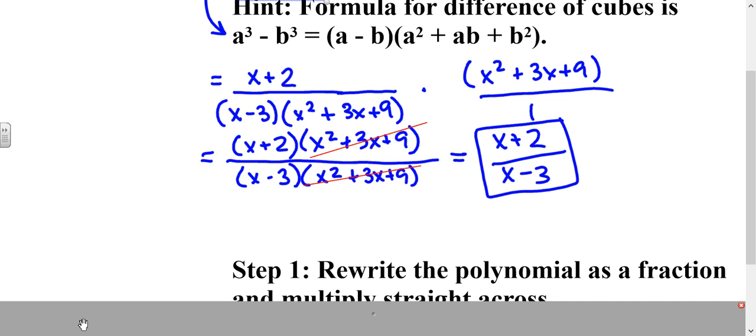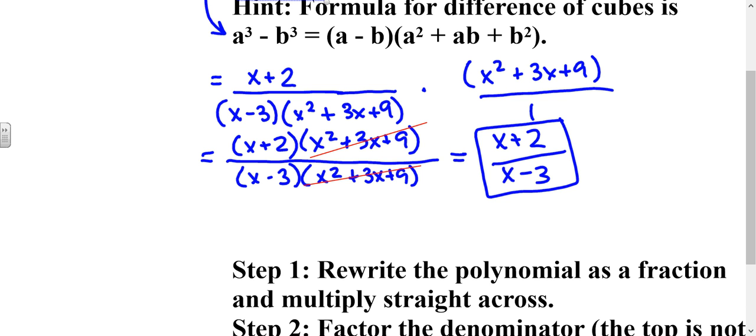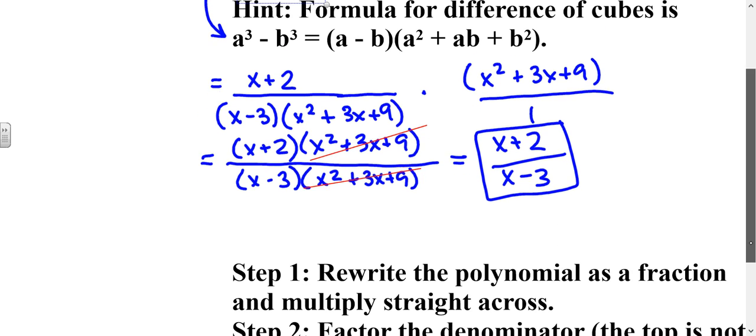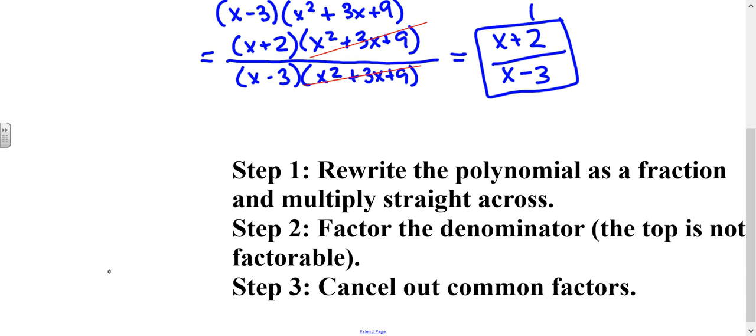So just to go back over that, first what we did was we rewrote the polynomial as a fraction. So we just put a 1 on the bottom. Then we factored the denominator. The top was not factorable on either side. And then we canceled out common factors. So it's very similar. The only thing we did different on this example was we changed the polynomial into a fraction by putting a 1 on the bottom.